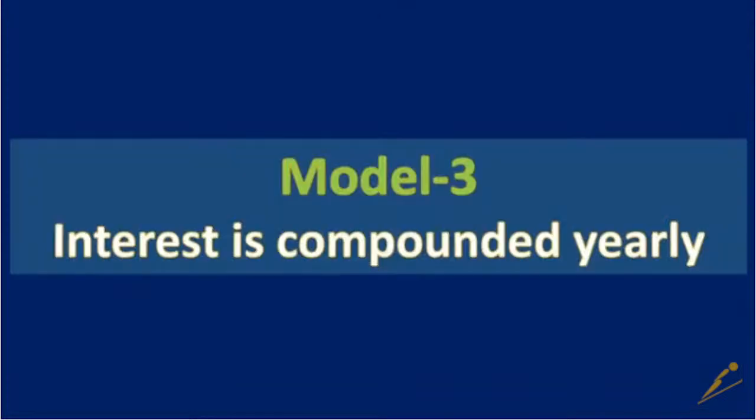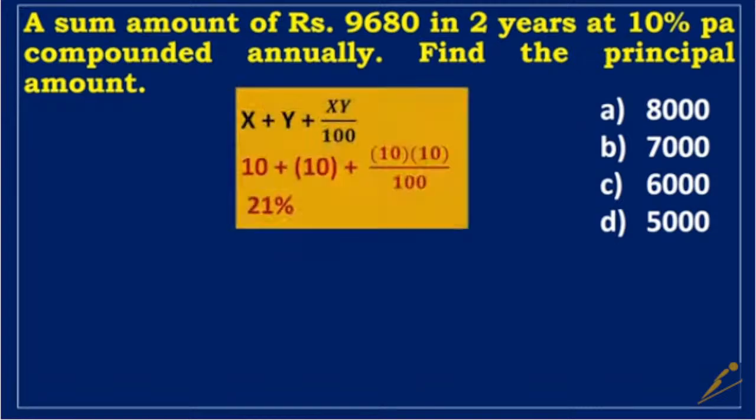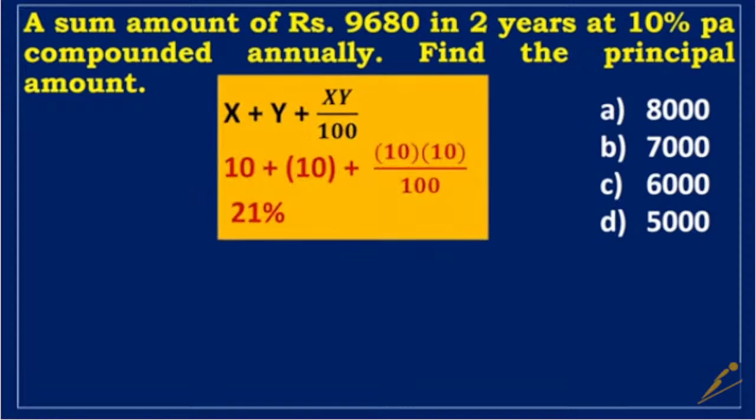Model 3. Interest is compounded yearly. A sum amounts to 9,680 rupees in 2 years at 10% per annum compounded annually. Find the principal amount. We can solve this type of question in a smart way using effective percentage calculation. That is, x plus y plus xy by 100: 10 plus 10 plus 10 into 10, divided by 100. The compound interest rate for 10% in 2 years is 21%.